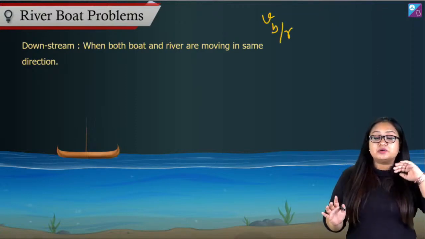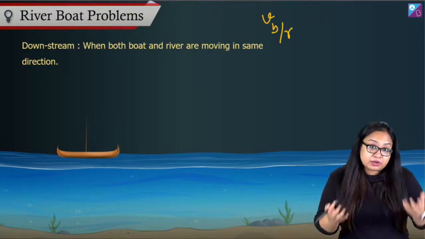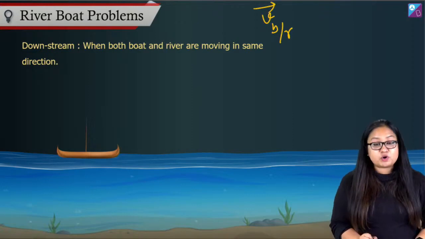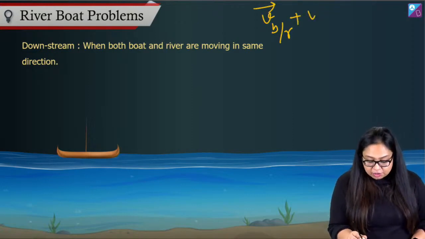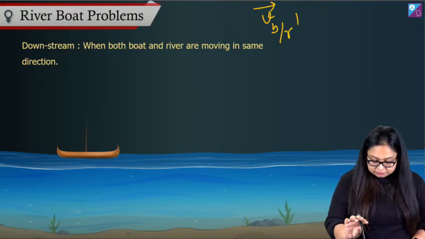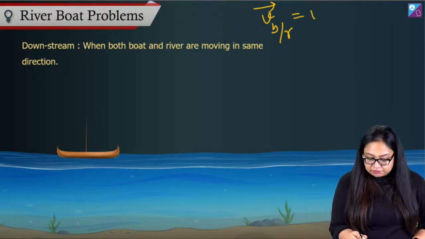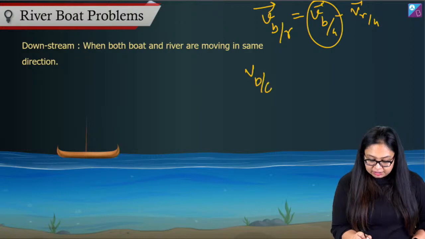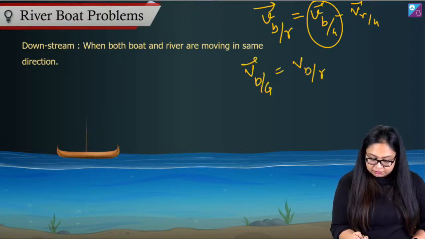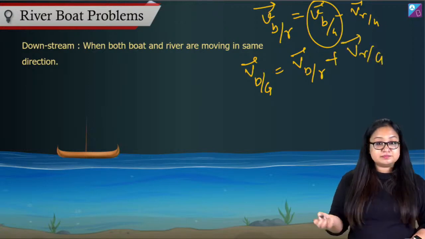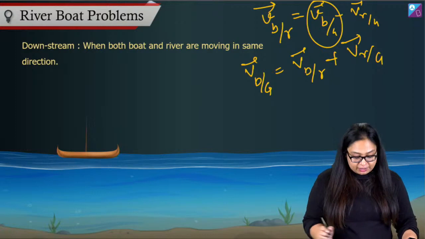Now, if I want to find out the velocity of the boat with respect to ground, how does a ground observer observe this? Then I can say that velocity of boat with respect to river is equal to velocity of boat with respect to ground minus velocity of river with respect to ground. So this becomes: velocity of boat with respect to ground is equal to velocity of boat with respect to river plus velocity of river with respect to ground. Here we go. Okay?